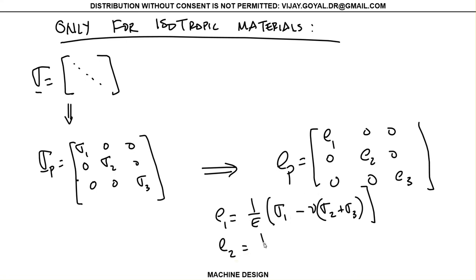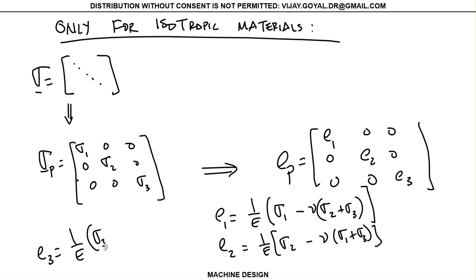Epsilon 2 is 1 over E, sigma 2 minus nu times (sigma 1 plus sigma 3), and then let me write sigma 3 here. Epsilon 3 will be 1 over E, sigma 3 minus nu times (sigma 1 plus sigma 2), and everything else is 0, okay? So this is only applicable when this is for isotropic materials.